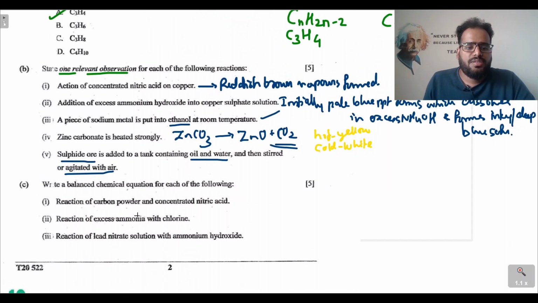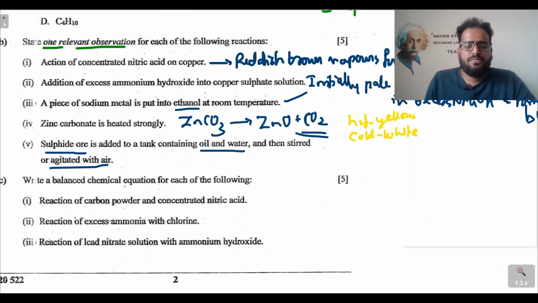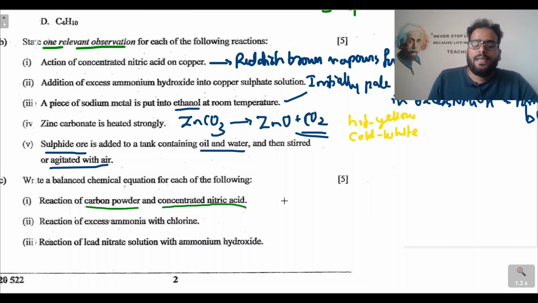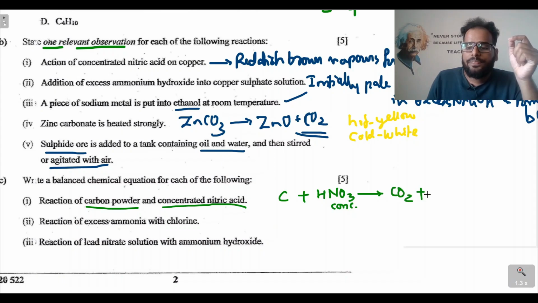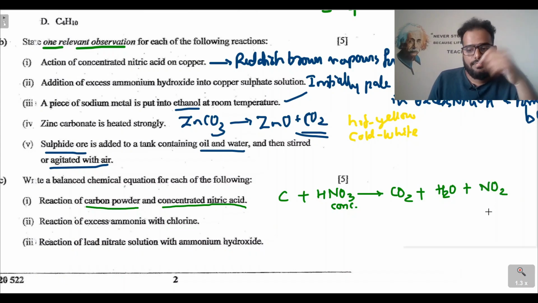Chalo, the next question: write a balanced chemical equation for each of the following. This is very important. A reaction of carbon powder and concentrated nitric acid. Again, previously we saw concentrated acid is a very good oxidizing agent. So carbon के साथ if you add, you have to write concentrated. If you do not write the concentrated, you will not get the mark. Remember. तो कार्बन को वो carbon dioxide कर देगा. And what are the byproducts of nitric acid? H2O और NO2 gas.